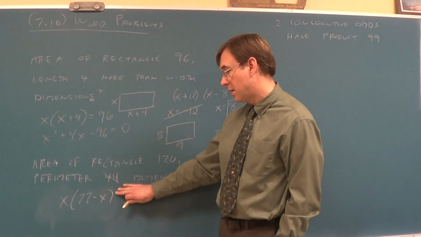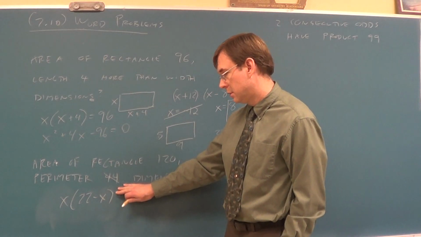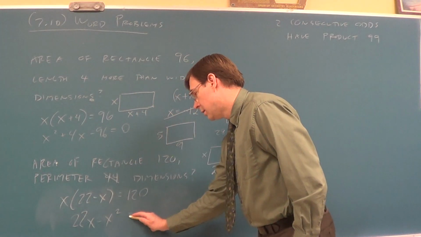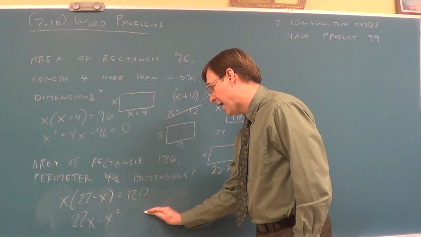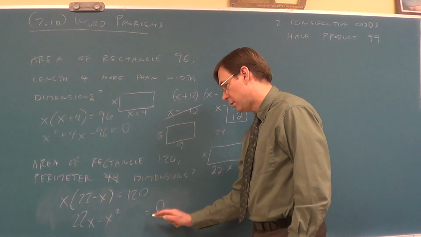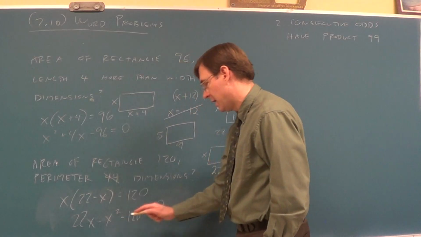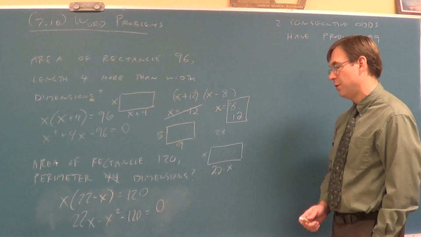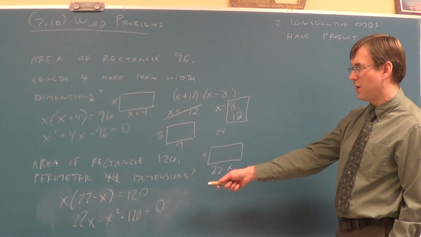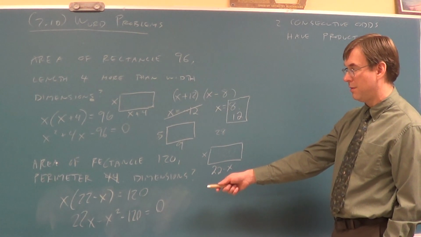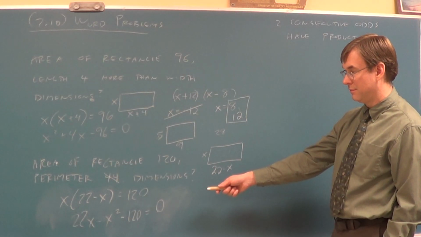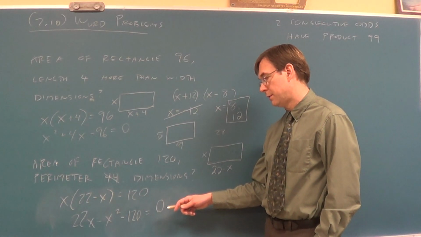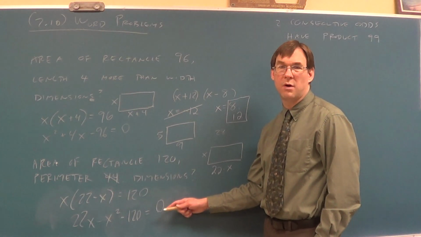What do your algebra instincts tell you to do? Second problem in a row. Distribute. So 22x minus x squared. This would equal 120, but we'd rather it equal 0. So the 120 will go minus. That's a little bit awkward of a factoring problem for two reasons. Anybody have one reason why that's a little bit awkward of a factoring problem? The number is bigger. That's true, but that's not going to bother us, I don't think. Another reason why that's awkward for us right now?